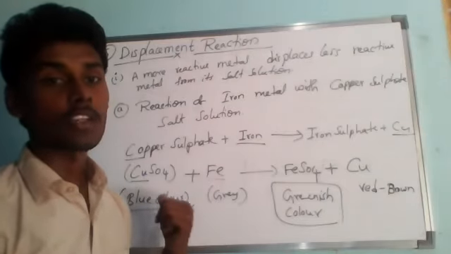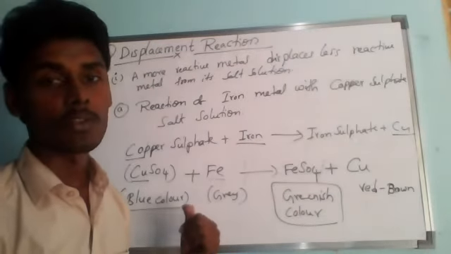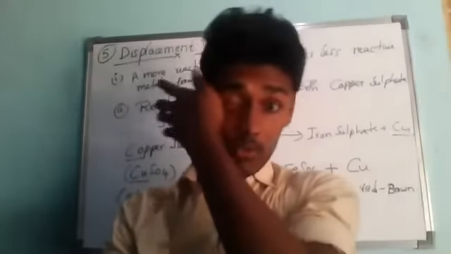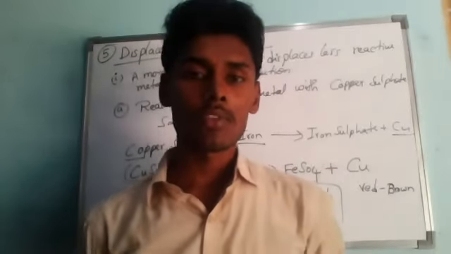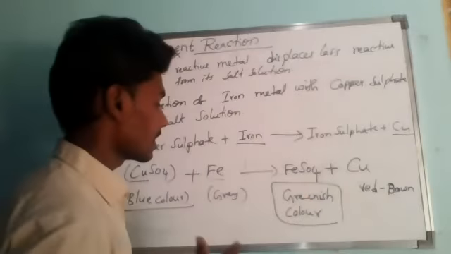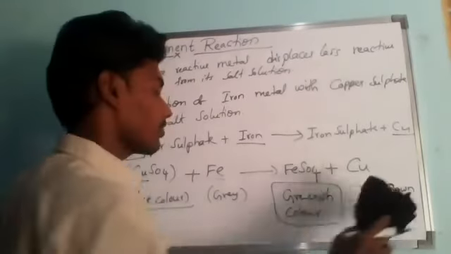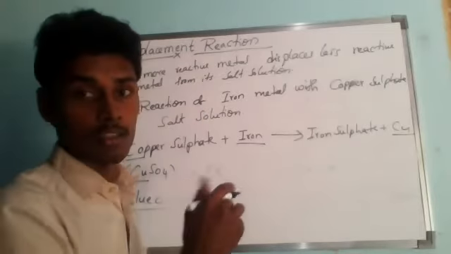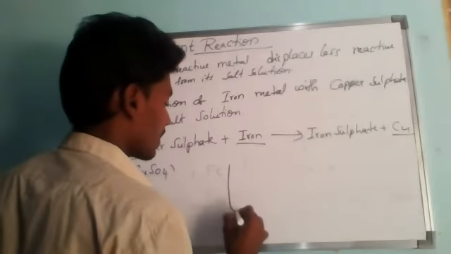The displacement reaction between iron metal and copper sulfate solution can even be performed as an activity. I will show you that activity also. It is very simple. Just take 50 ml of water in a beaker. If you have copper sulfate crystals, you can do it. Just take 50 ml of water.